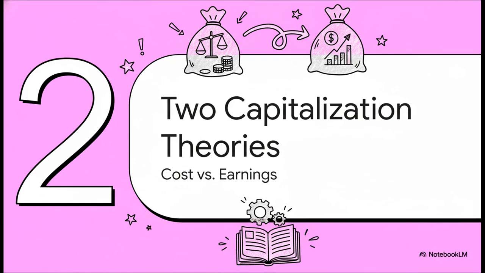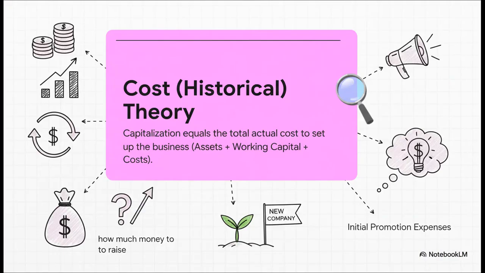Right. Now, the big question is, how does a company even decide how much capital it needs? Well, there are two main schools of thought, two main theories for this, and please pay close attention here, because this is a very, very important topic for your exams. Let's break them down. The first one is the cost theory, and it's actually very simple, very logical. It just says that a company's capitalization is the total money you need to get the business up and running. So you add up the cost of all your assets, the money for your daily operations, that's working capital, and all those initial promotion expenses. This method is perfect for a new company trying to figure out how much money it needs to raise.